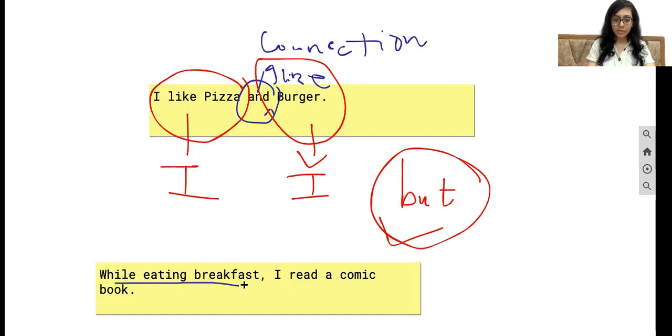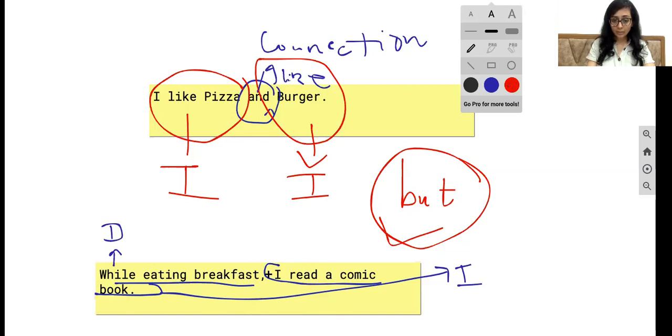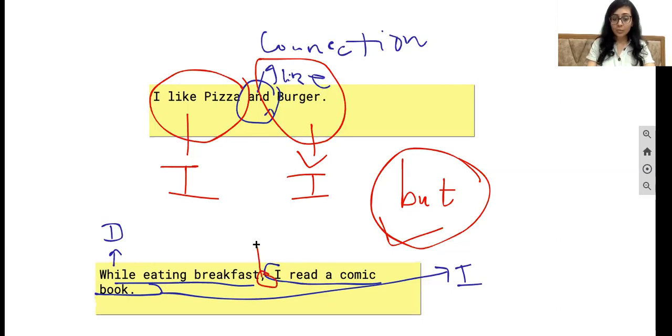While eating breakfast, it will not make sense on its own. So it's a dependent clause. Now, if I only read this, I read a comic book. Dependent on independent, right? Giving complete information. But adding a comma in between, I know that it's what?